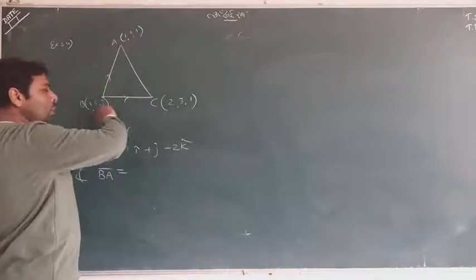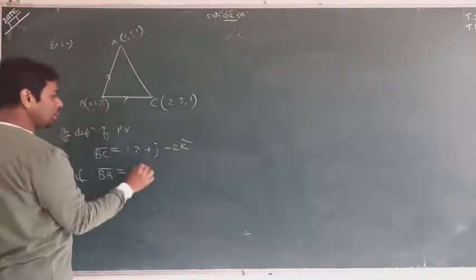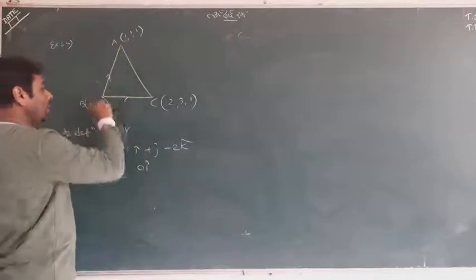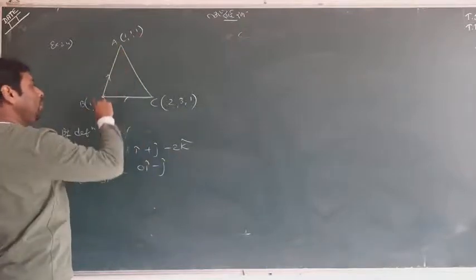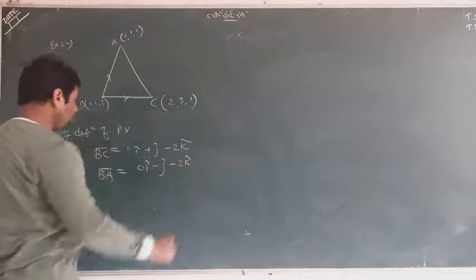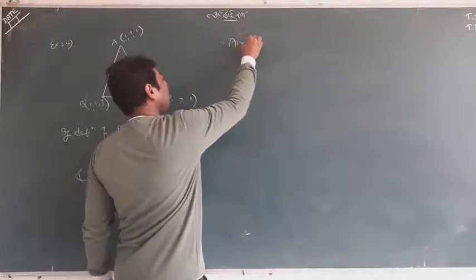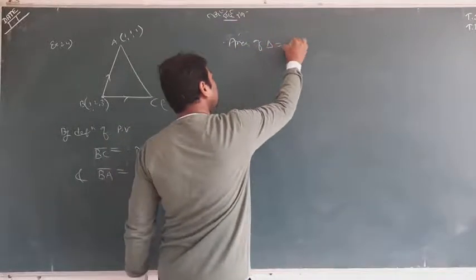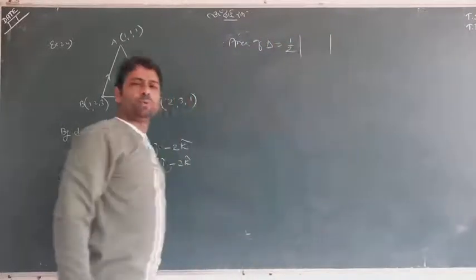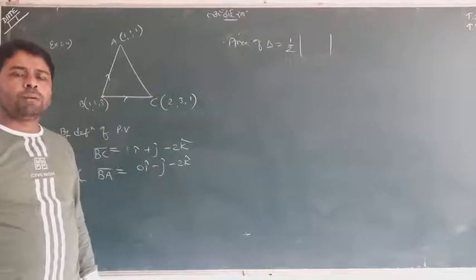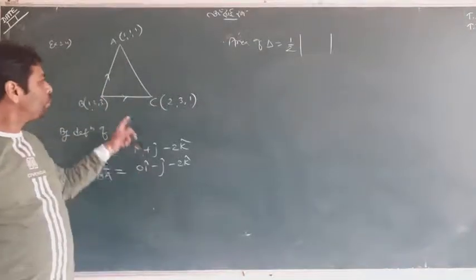And BA, what is BA? Same method: 1 minus 1, 0 i; 1 minus 2, minus j; and 1 minus 3 is minus 2k. So we have got BC and BA. Now the area of a triangle is very easy, 1 by 2 in mod of the cross product of these 2 vectors.